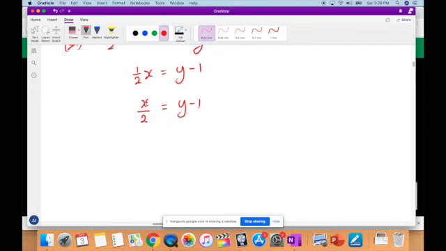So now that I see that this x is really being divided by 2, I can multiply by 2 to get rid of it. But I have to multiply by 2 on this side as well. So now I'll have x is equal to, all of this will be multiplied by 2. So I'll have 2 into y minus 1.